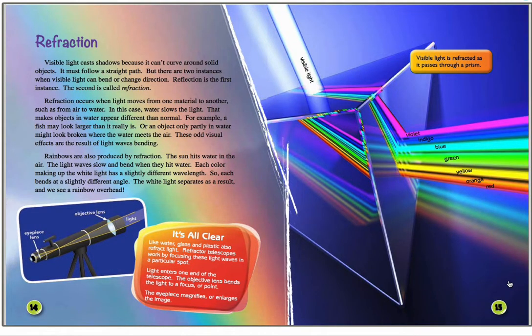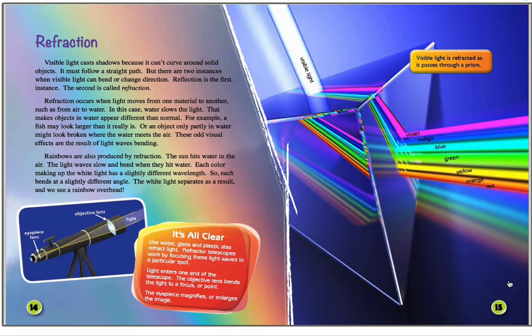Refraction. Visible light casts shadows because it can't curve around solid objects. It must follow a straight path. There are two instances when visible light can bend or change direction. Reflection is the first instance. The second is called refraction. Refraction occurs when light moves from one material to another, such as from air to water.